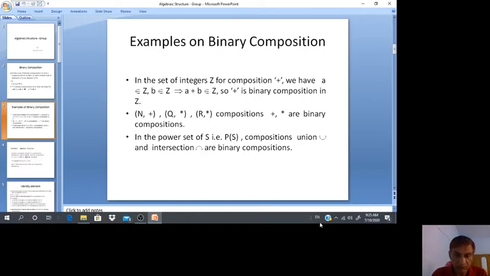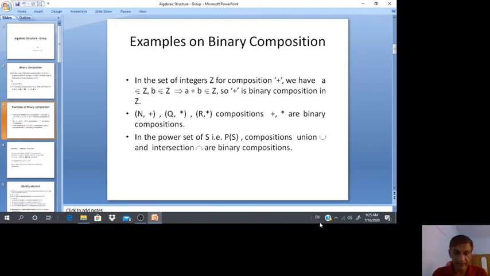In the set of rational numbers, for the composition multiplication, we see that the product of two rational numbers is again a rational number. We say that the composition star is a binary composition. Similarly, we can see in the set of real numbers, in the set of complex numbers, that the addition composition and multiplication composition are binary compositions.